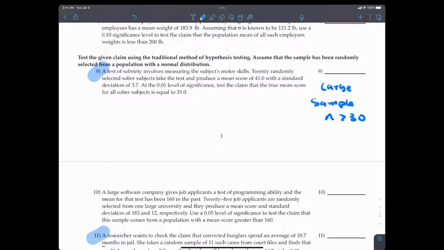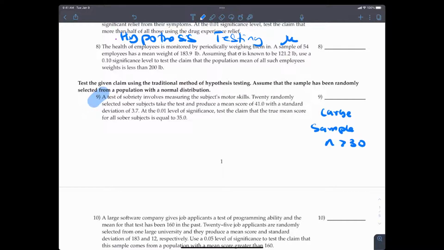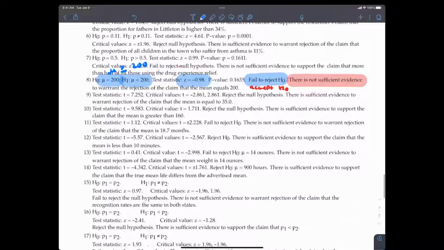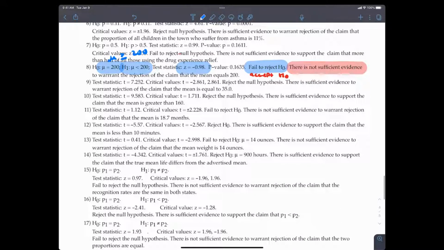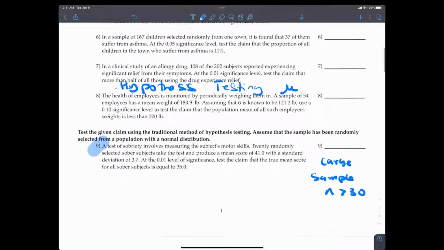Okay, so they're saying here in your instructions that you are going to test a claim here. And if we read this, a test of sobriety involves measuring the subject's motor skills. This is going to be an issue for us. We can't do number 9 here because this is for a small sample, but let's double check. Yeah, number 9, it should be a t value. Yeah, that's a problem here. So let me remark here. It's good to talk about this. We might even do others here.